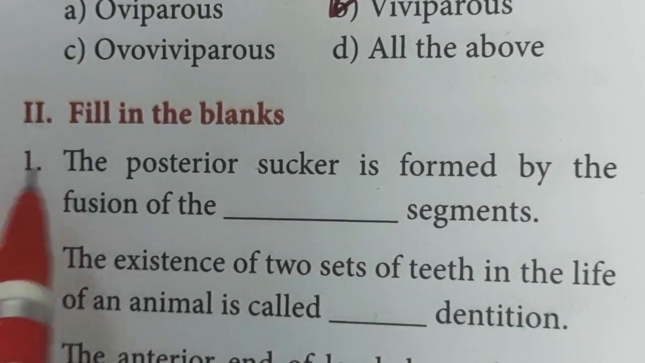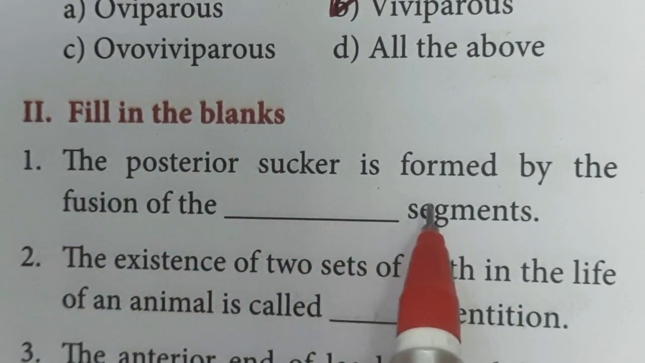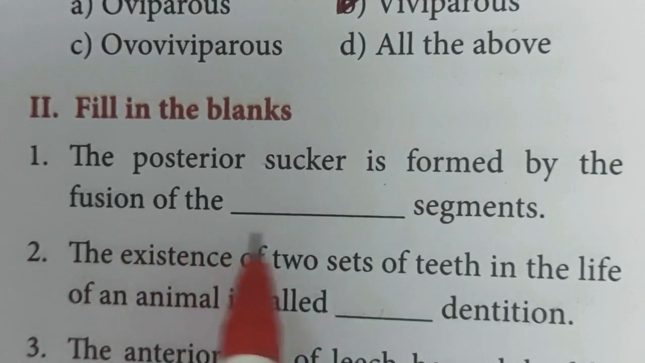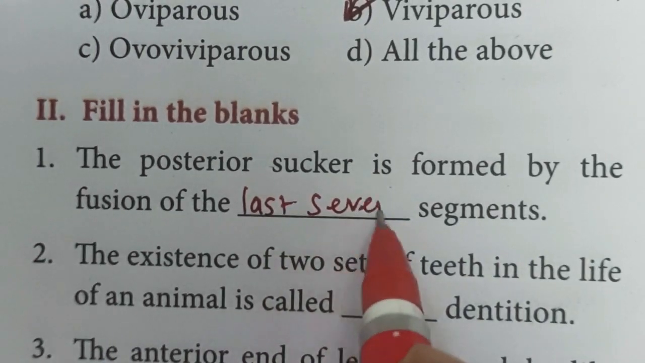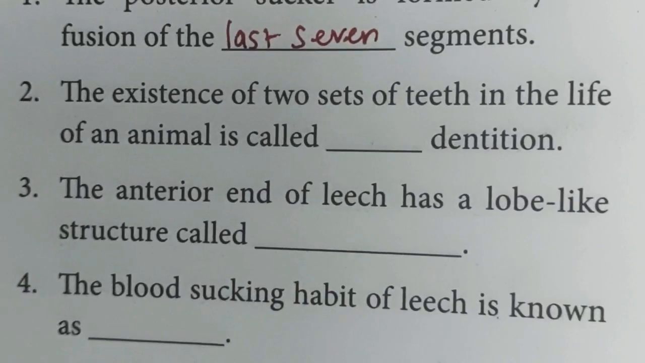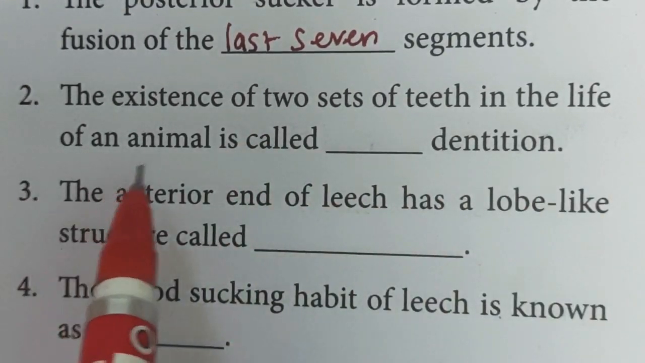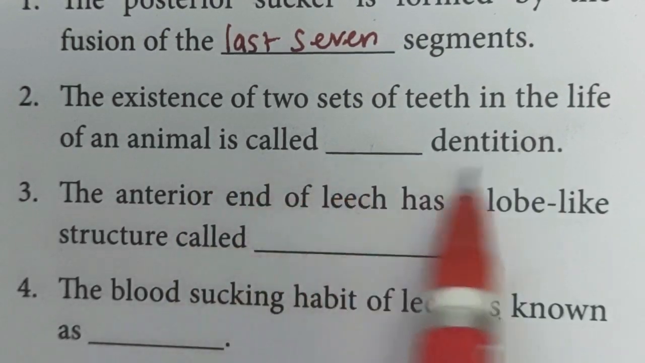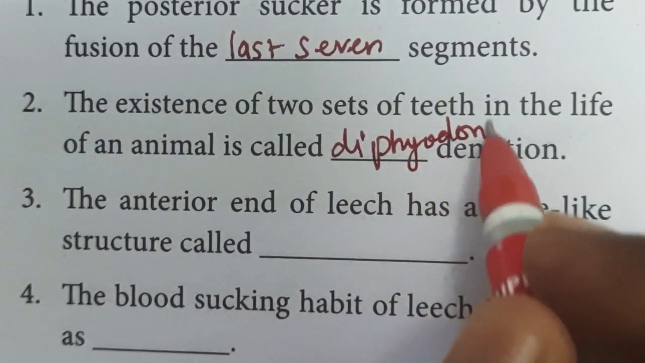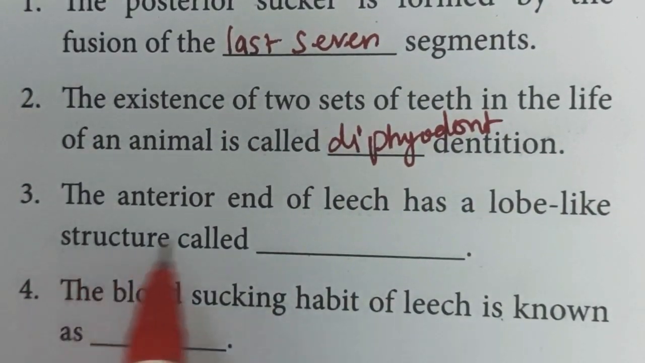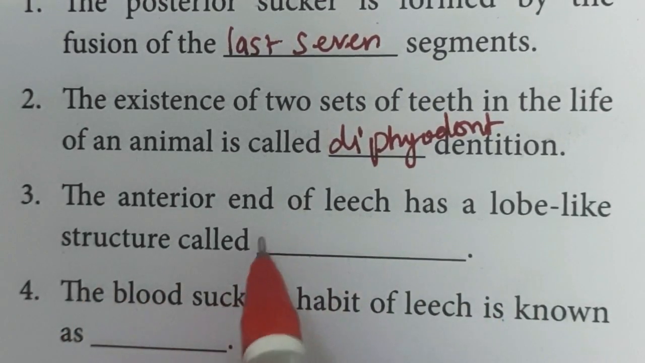Second one, that is second part, fill in the blanks. The posterior sucker is formed by the fusion of the dash segments. Last 7 segments. Second one, the existence of 2 sets of teeth in the life of an animal is called dash dentition, that is diphyodont dentition. Third one, the anterior end of leech has a lobe-like structure called anterior sucker.